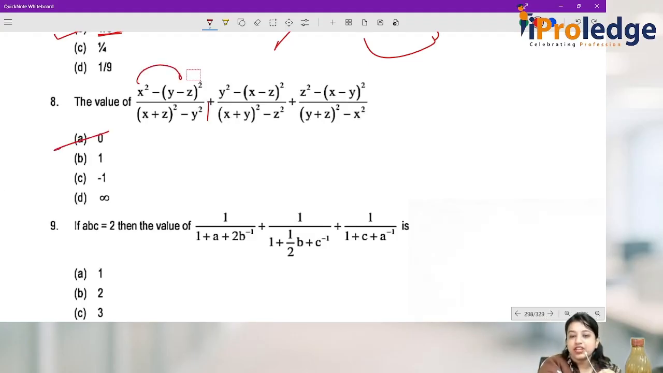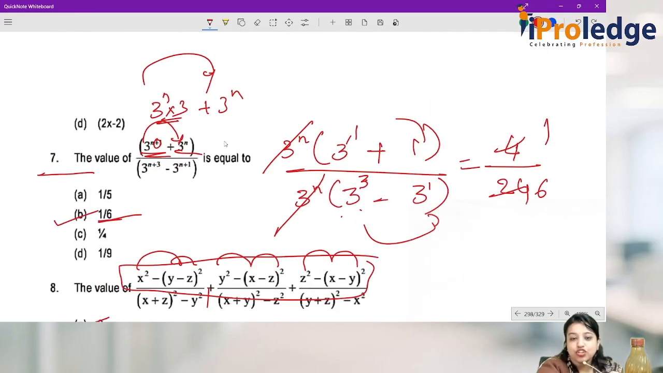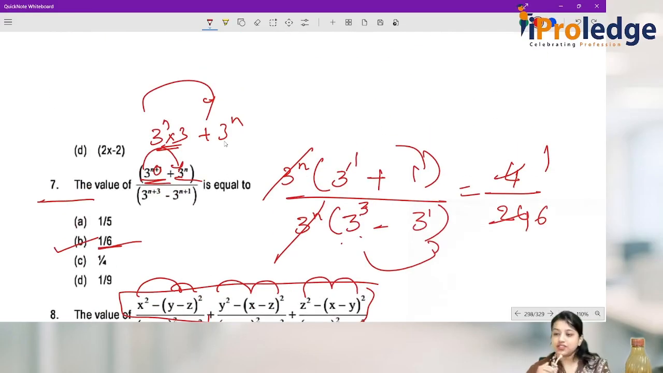Look, x, y, z. Next we have y, x, z. Next z, x, y. Just checking the numerator is enough. So if it is in cyclic order, it is C. Done. So your first lesson, ratio, proportion, indices, logs, revision is done.